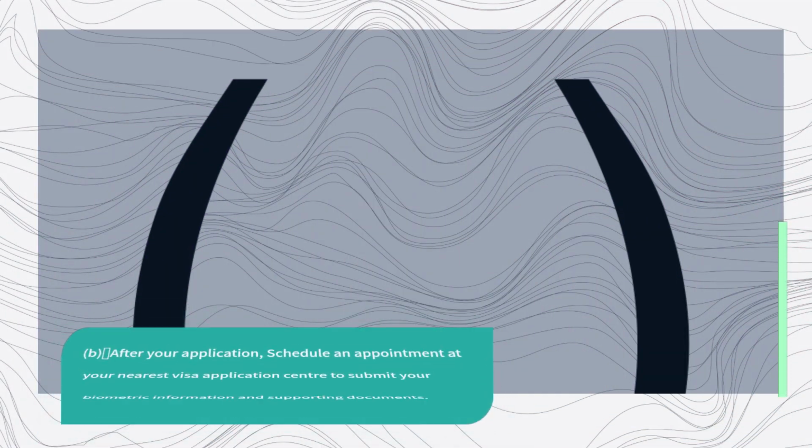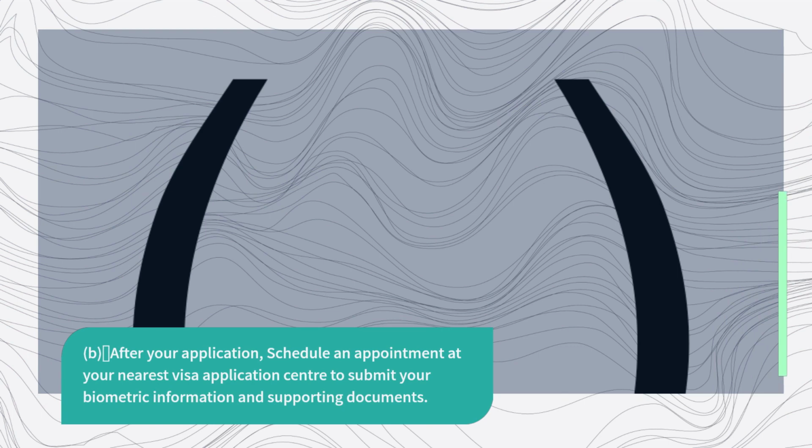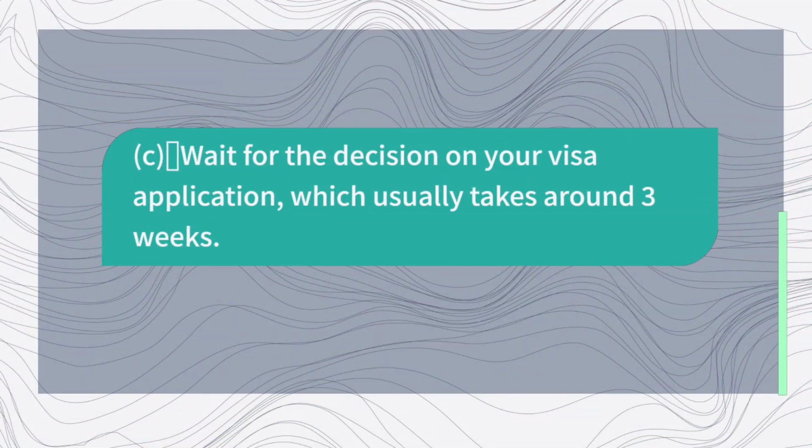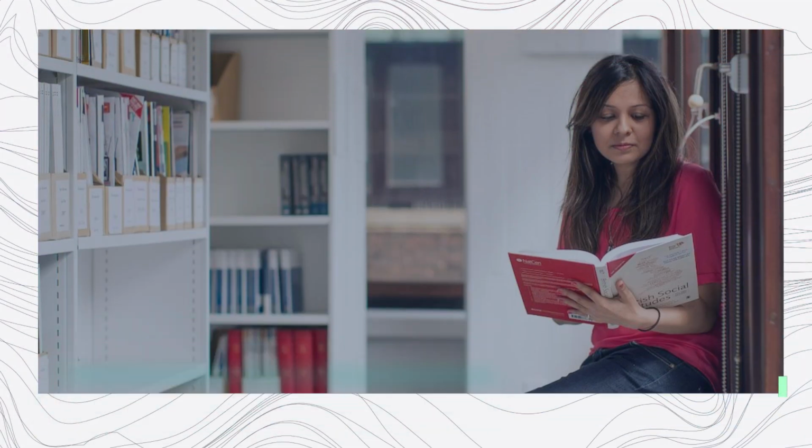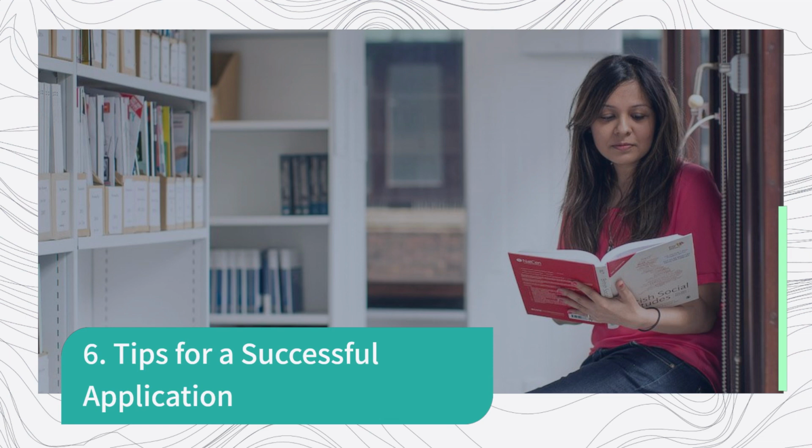At the start of your application, you will be required to provide your country where you will provide your biometric information. B. After your application, schedule an appointment at your nearest visa application center to submit your biometric information and supporting documents. C. Wait for the decision on your visa application, which usually takes around 3 weeks.